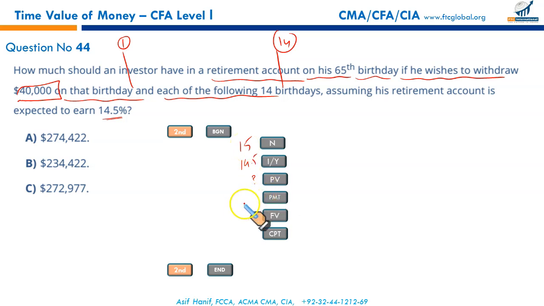The payments he wants to receive: 40,000 per year for 14 years after his 65th birthday. FV 0. You simply punch in these numbers, press CPT PV, and you should get, as per my computation, 274,422. This is what he should invest now, so as to receive 40,000 on his 65th birthday and then the subsequent birthdays. So that's a straightforward question. Don't forget to quit your begin mode by second PMT second set. Your calculator must be in the end mode.